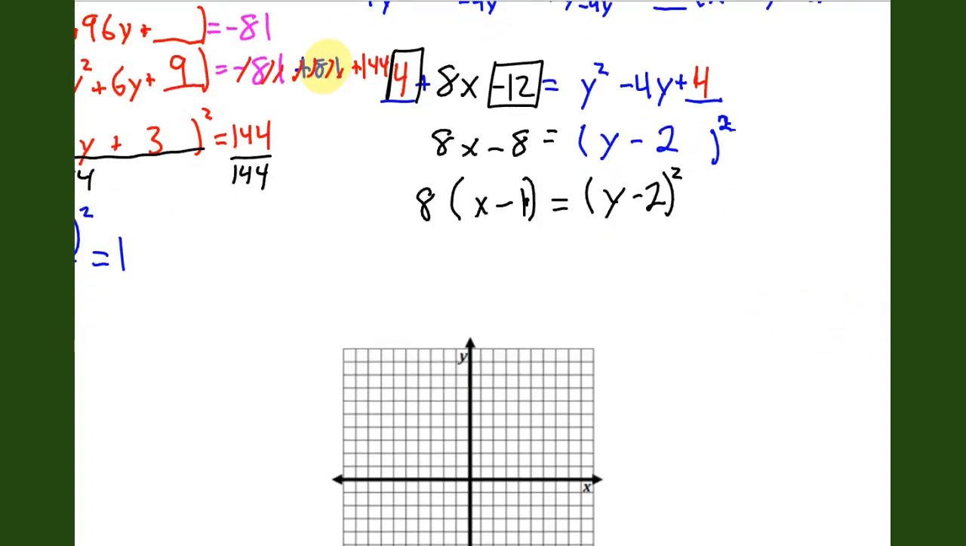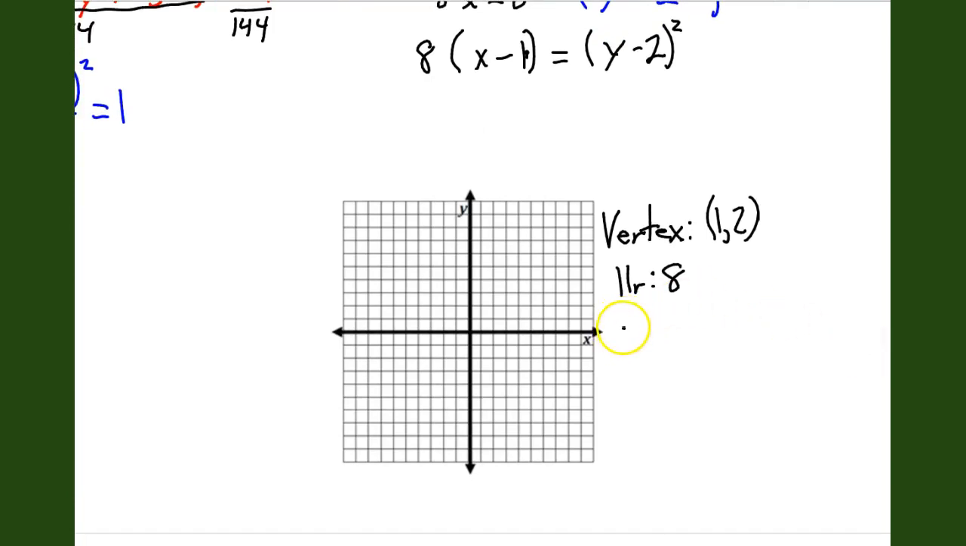So it looks like the center, well, not center, it's a parabola, so instead of a center, we have a vertex. The vertex is going to be x of 1, y of 2. LR, that helps us graph, is going to be 8. And our p-value is going to be, remember, LR is the same as 4p. So if LR is 8, 4 times p is 8. So if you just solve this, p will be 8 divided by 4, which is 2.